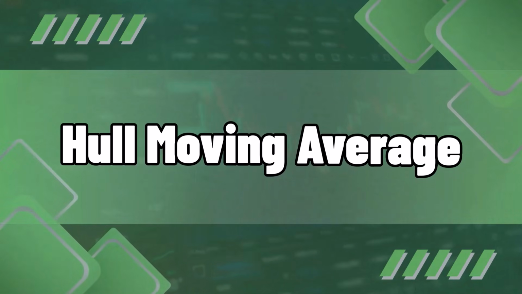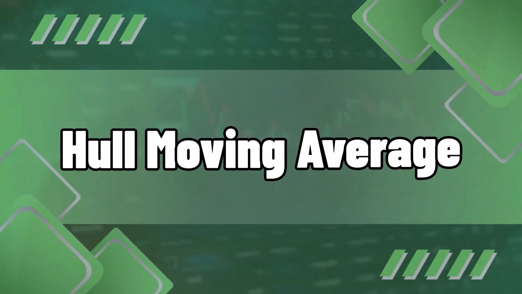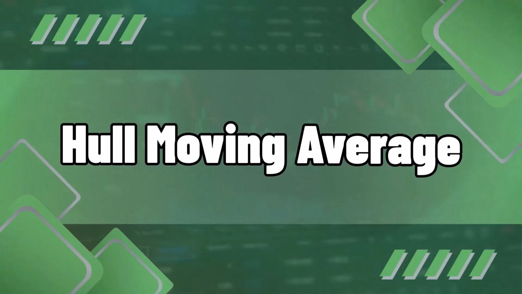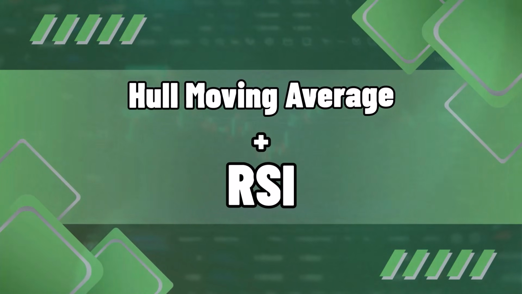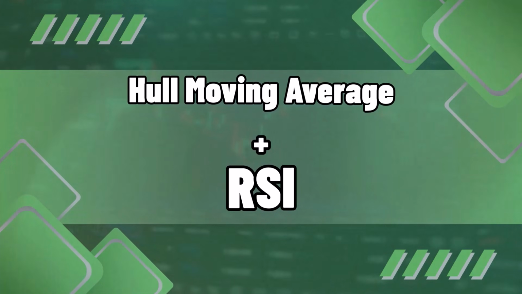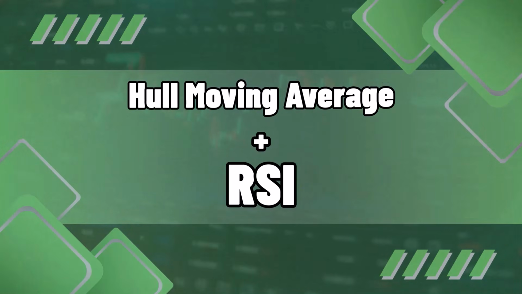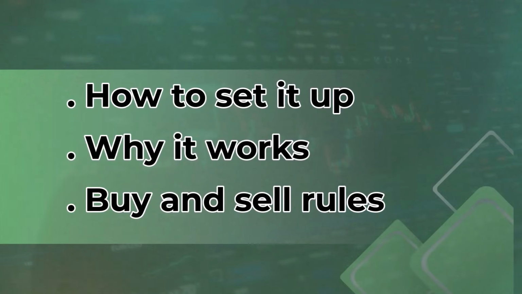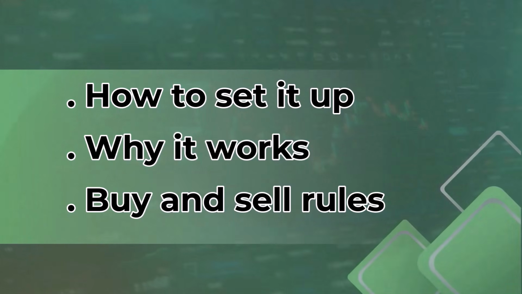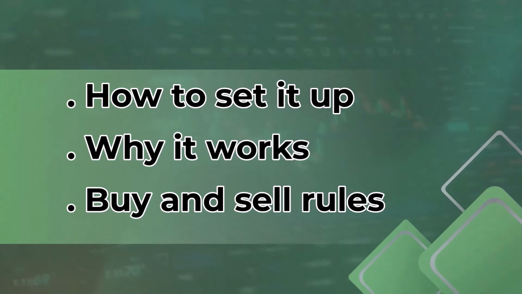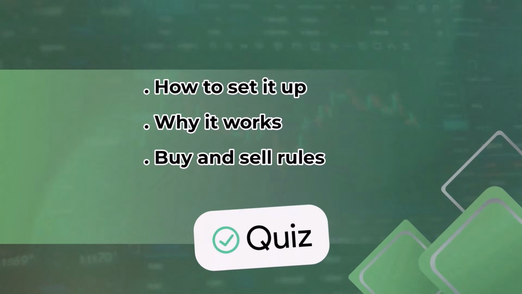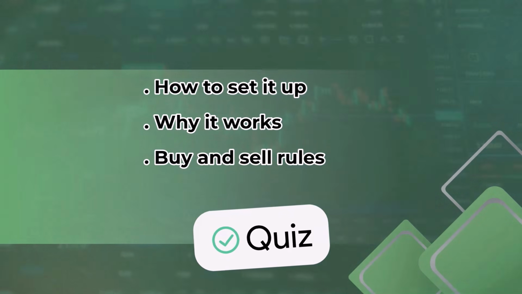Today I will introduce you to the Hull Moving Average, a lesser known indicator designed to react faster than a traditional EMA. Then we will combine it with the RSI to build a simple trading strategy. By the end of this lesson, you will know how to set it up, why it works, and the exact buy and sell rules you can use on your own charts. Stick around until the end for a quick quiz to test what you have learned.